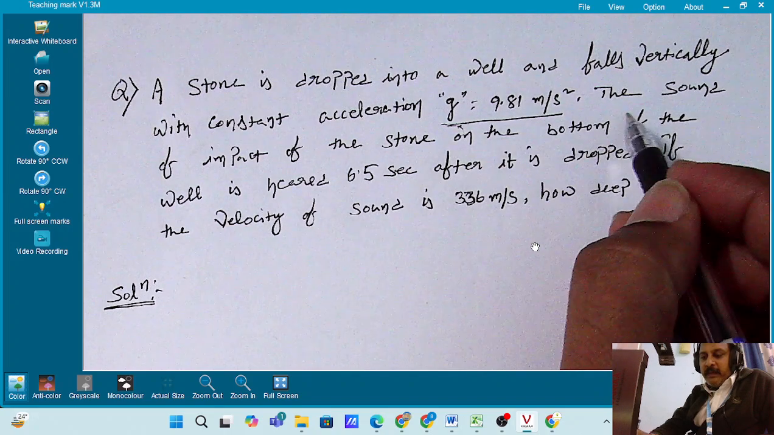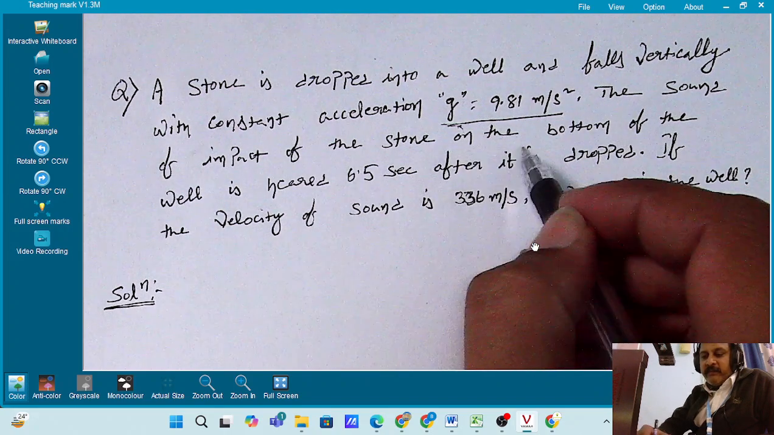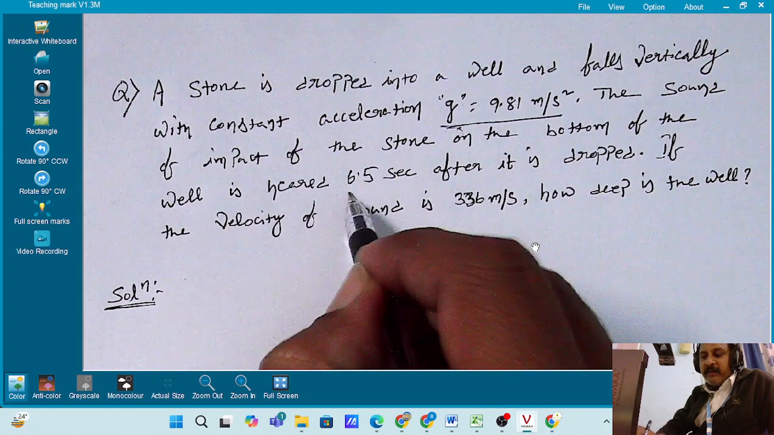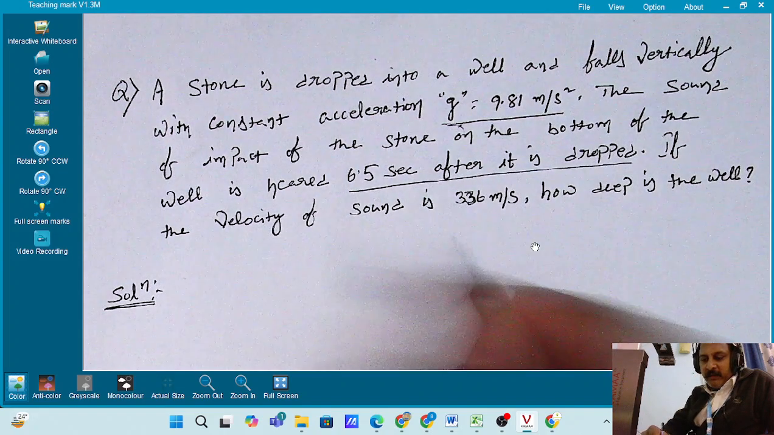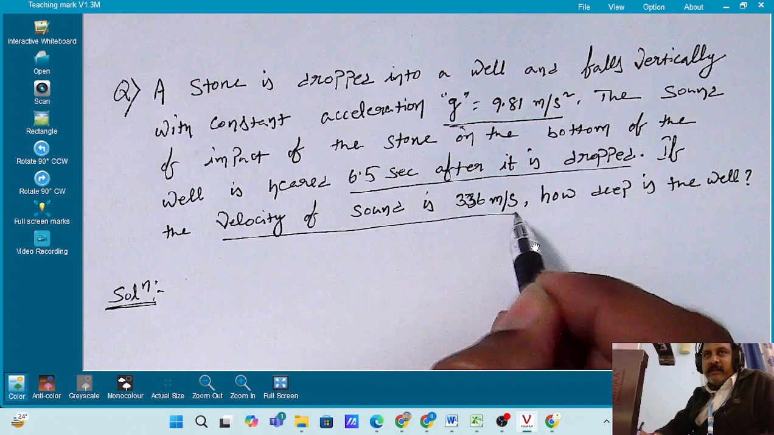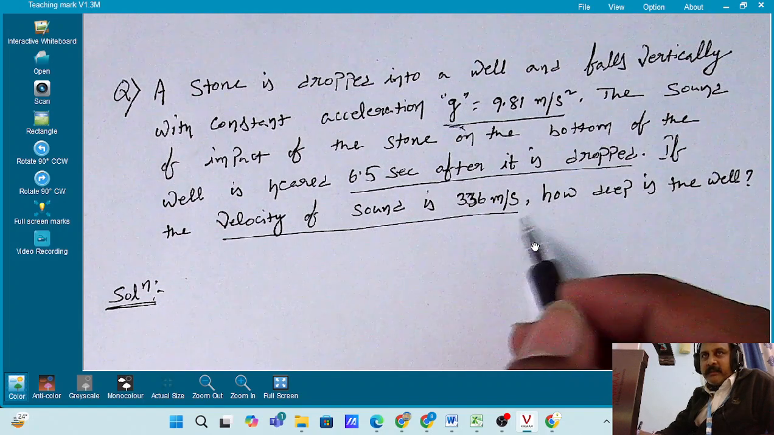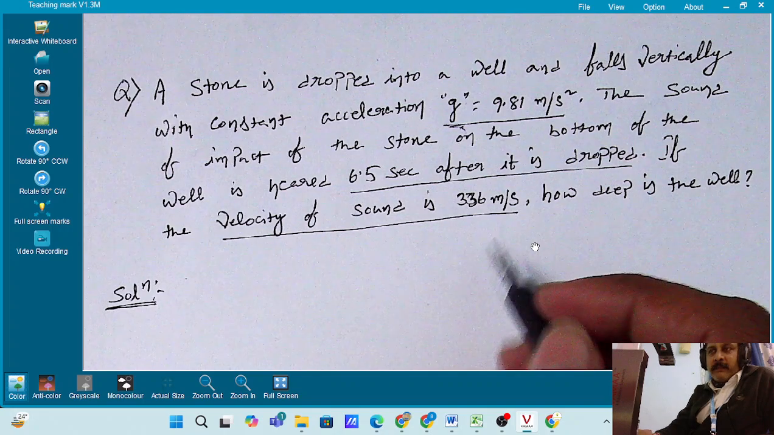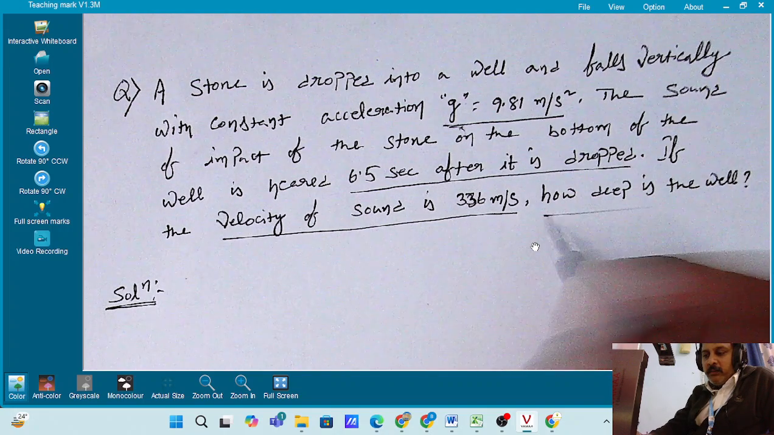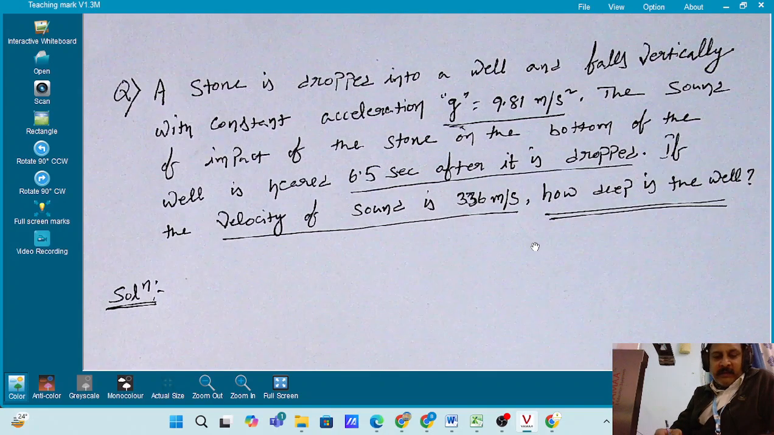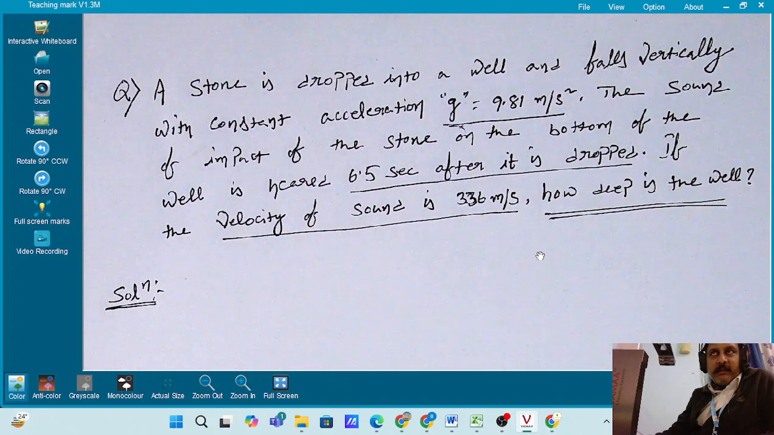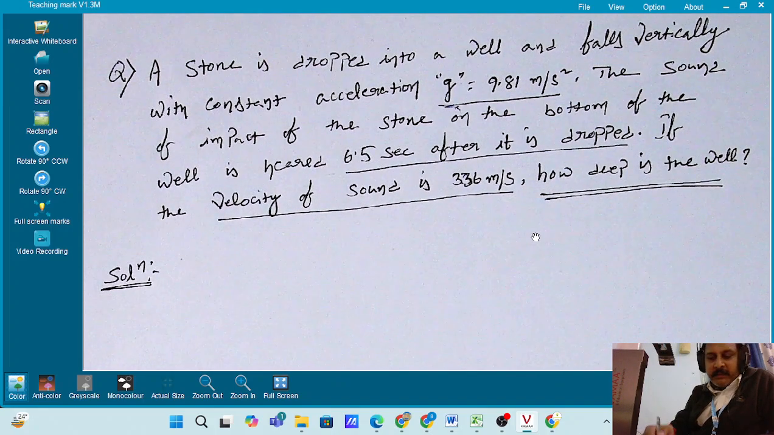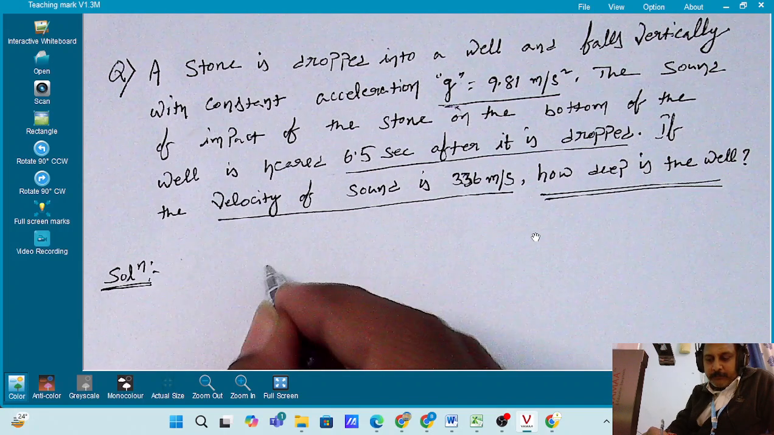Now the sound of impact of the stone on the bottom of the well is heard 6.5 seconds after it is dropped. The velocity of sound is given in the question as 336 meters per second, and we are asked to find out how deep the well is. So related to this question, let us formulate a diagram.